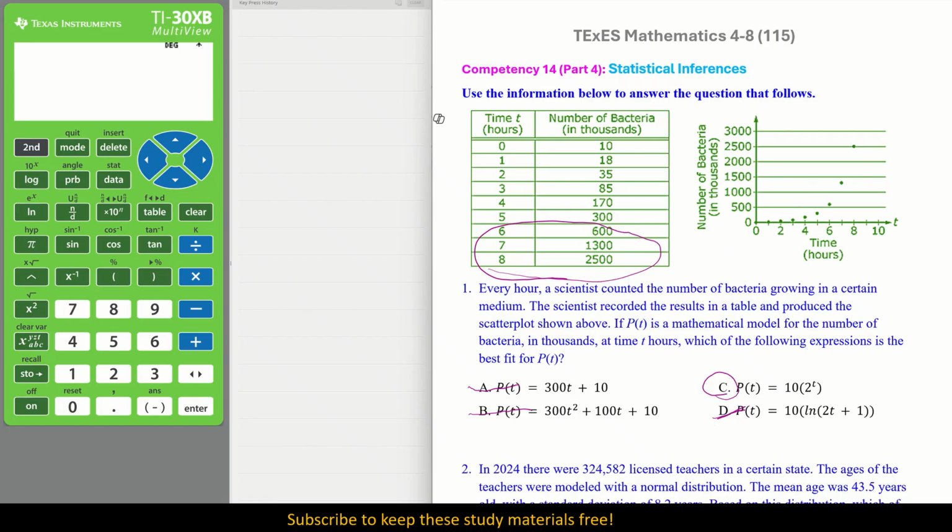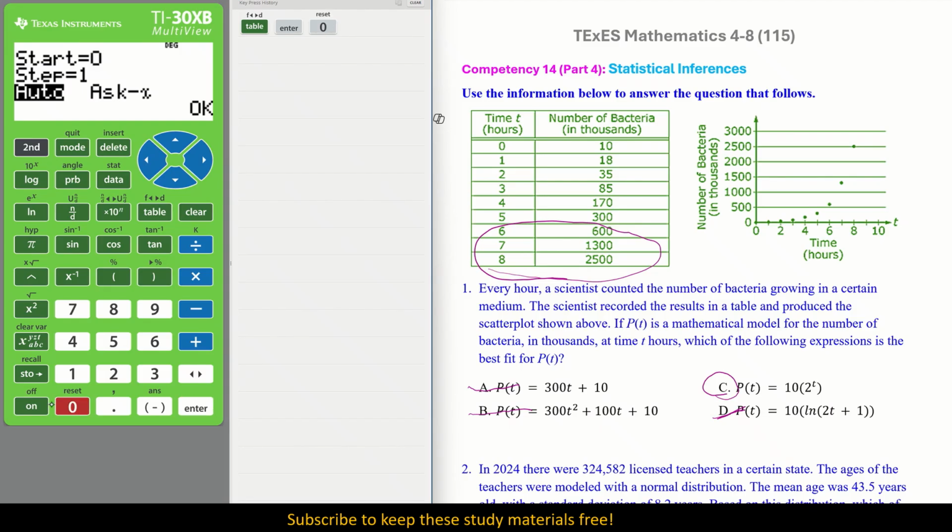Okay. Now let's put C in our calculator. So let's push table. It's already in there. And enter, let's say 0 to start at 0 and then steps of 1. And let's build ourselves a table. Now, here's the thing. We don't want perfection, but we want to see a pattern that is very similar. Well, let's arrow down. I see a nice similar pattern of growth. Definitely. So I think C is definitely a great fit.